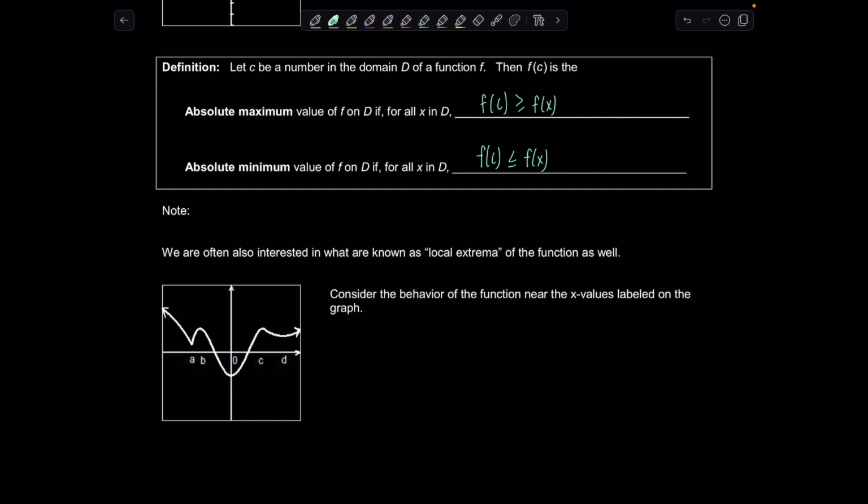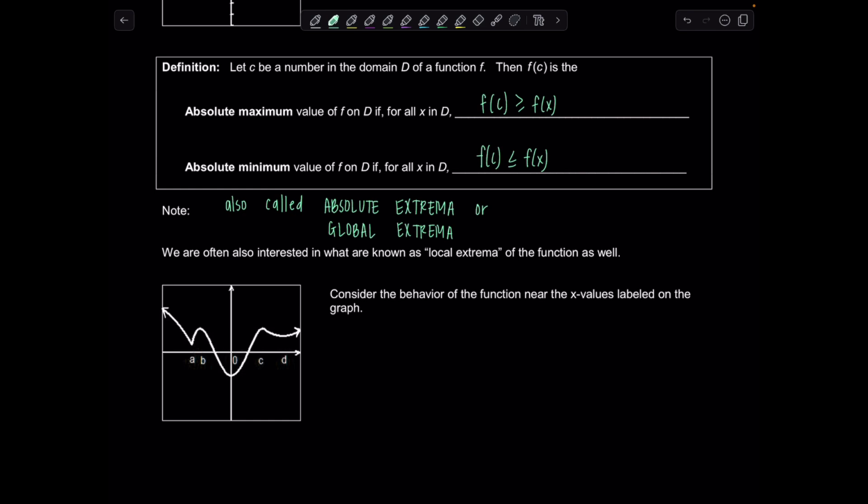So as a note, absolute maxima and minima can also be called absolute extrema. We use that terminology as well, or you might hear global extrema, it's all the same, depending on your textbook and your instructor, okay? Good. Now, we talked about absolute extrema. What about local extrema? That's something else that we're often interested in.